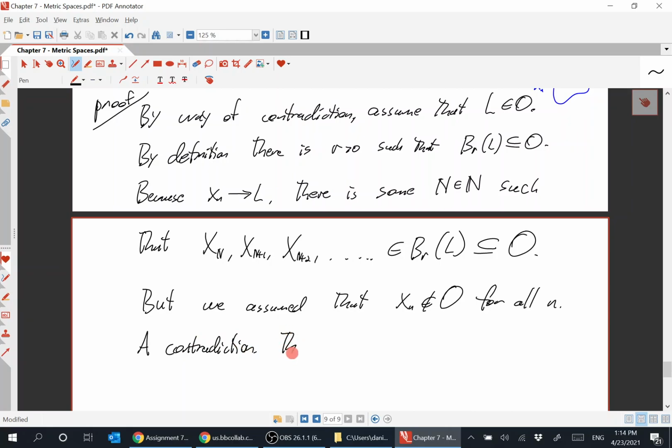A contradiction. Therefore, L is not in O. Right. We assumed by way of contradiction that L was in O, and that led us to the contradiction that the sequence, in order to converge to L, has to actually go inside the open set, but it can't.